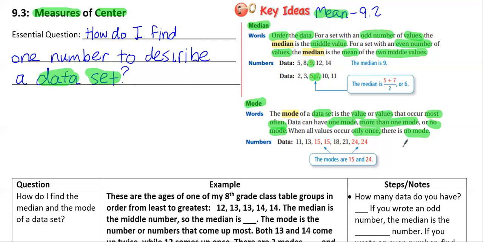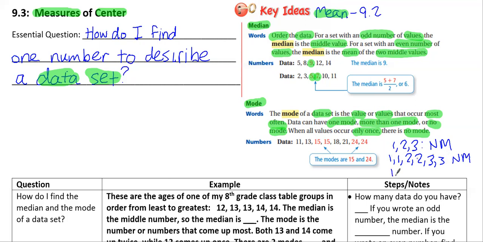There are going to be some other data sets. For instance, if you had a data set like 1, 2, 3, there would be no mode. I'm just going to put NM. If you had 1, 1, 2, 2, 3, 3, there'd be no mode because every value comes up twice.